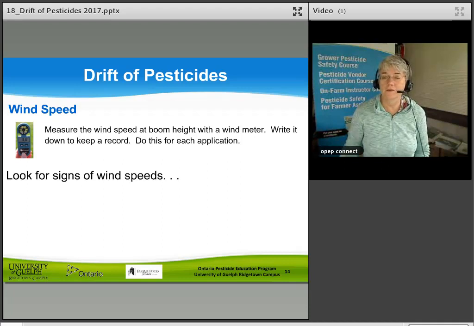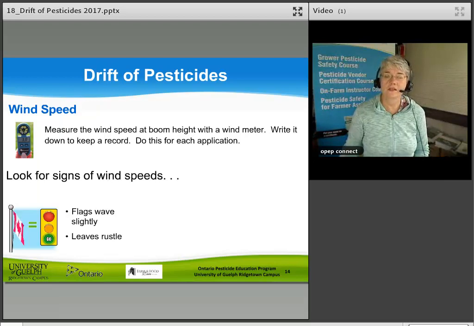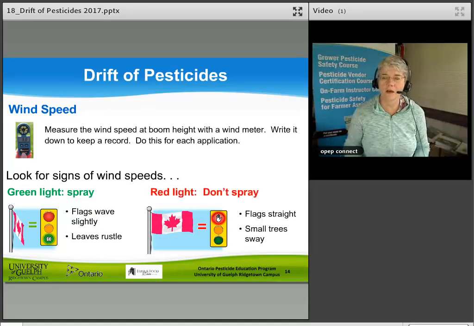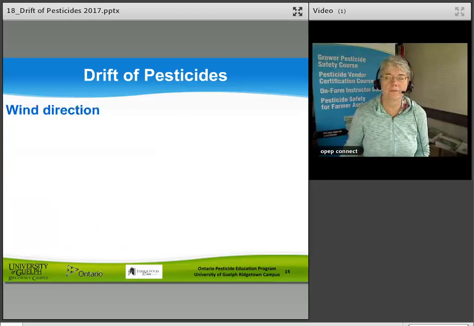Look for signs of wind speed. You can have a flag in the field, and look for signs of wind speed. Flags waving slightly, leaves rustling: okay, green light, good for spraying. If the flag is straight out and small trees are swaying, this is not the best wind speed, so red light, don't spray.